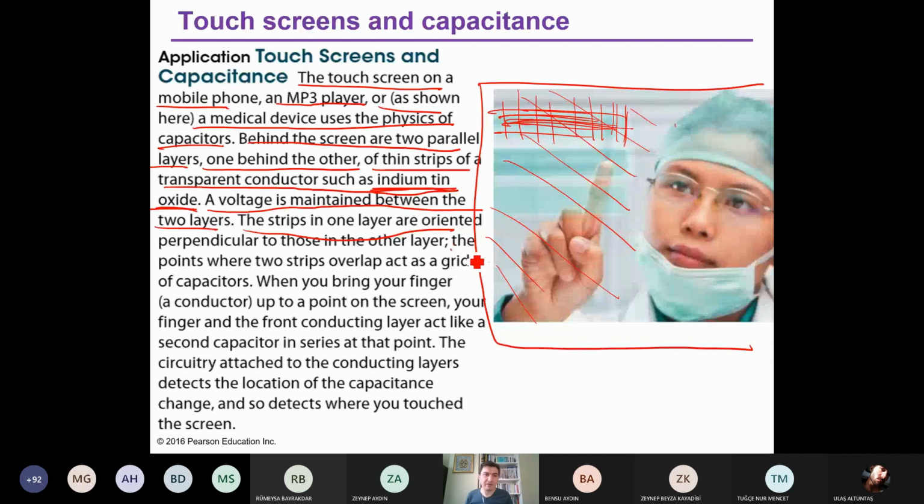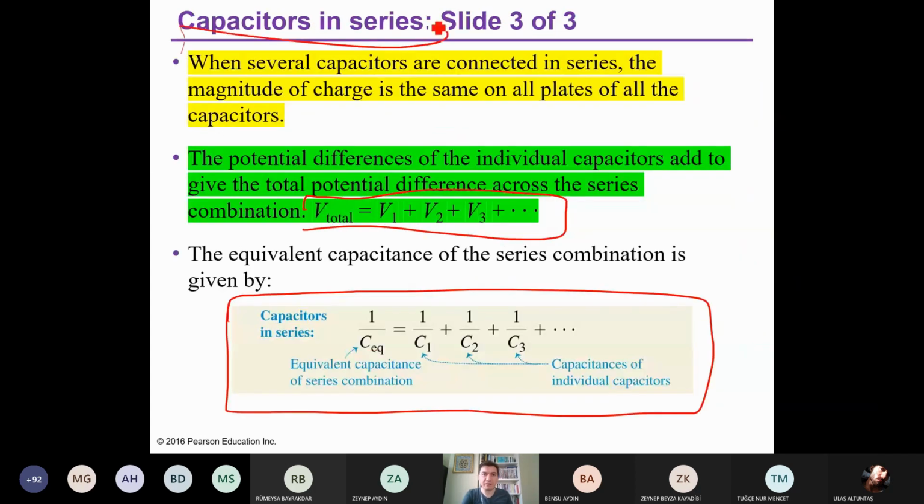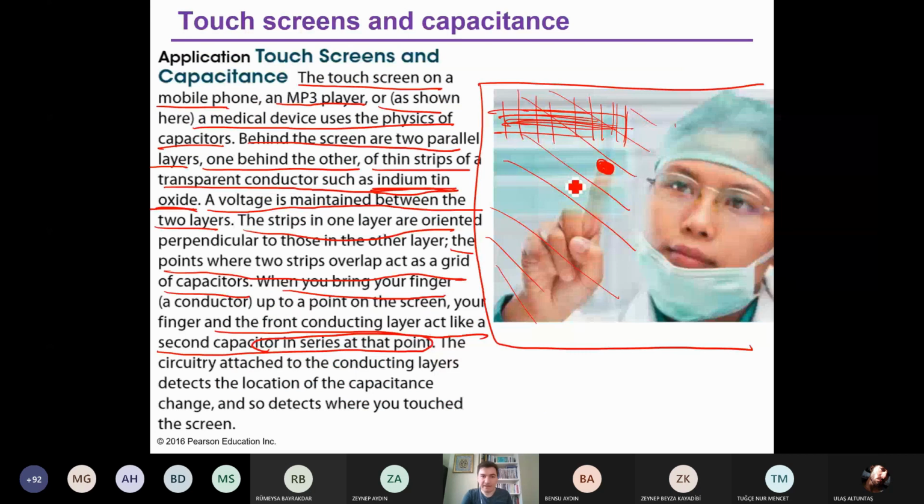The points where two strips overlap act as a grid of capacitors. When you bring your finger, a conductor, here, the front conducting layer acts like a second capacitor in series at that point. We are talking about capacitors in series, okay? When you touch here, the front conducting layer acts like a second capacitor in series at that point. Then the circuitry attached to the conducting layers detects the location of the capacitance change.